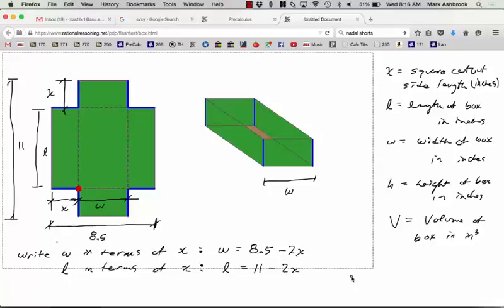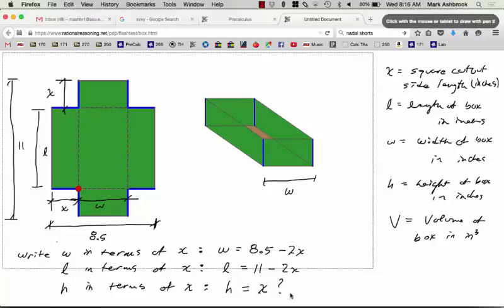Okay. And what about the height in terms of x? The height, Jimmy, what's h in terms of x? H equals x. What do you guys think? H equals x? Agreed? Yep. You got it. Okay. Now let's talk about the volume of the resulting box.